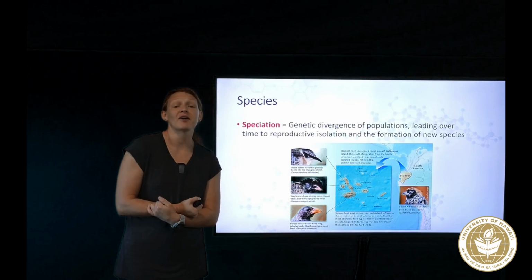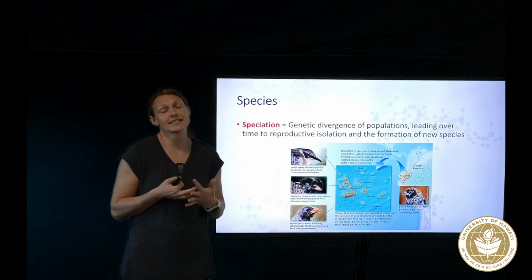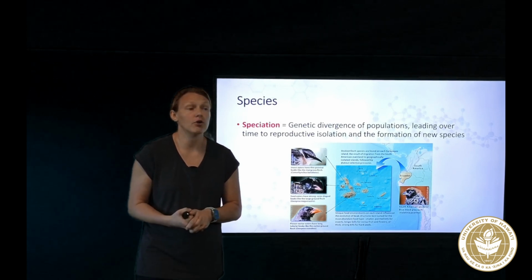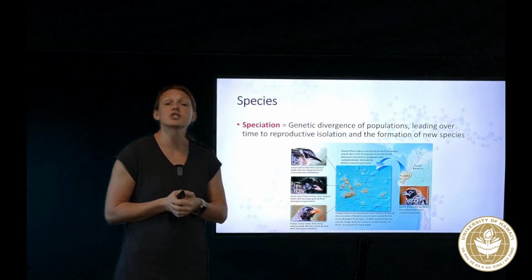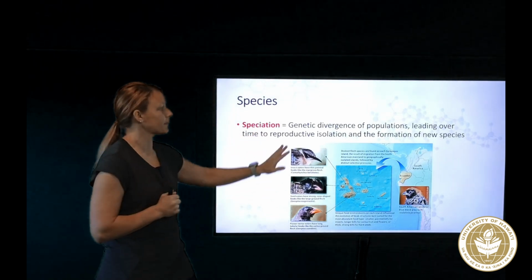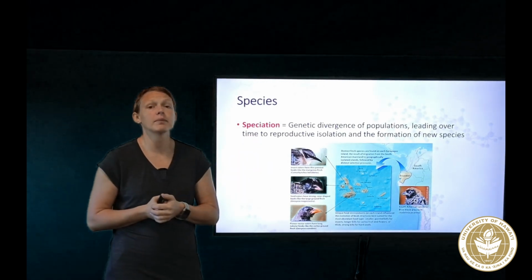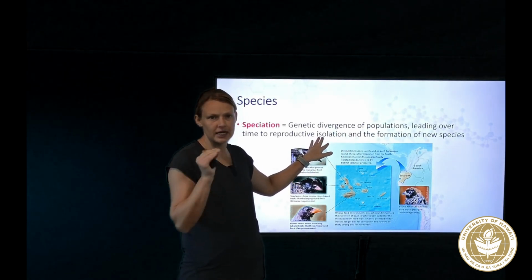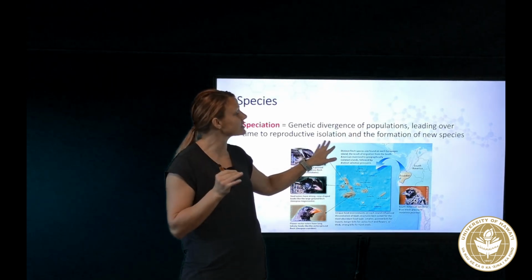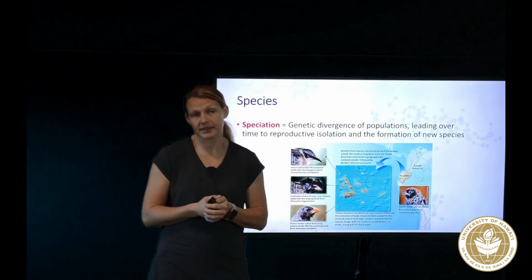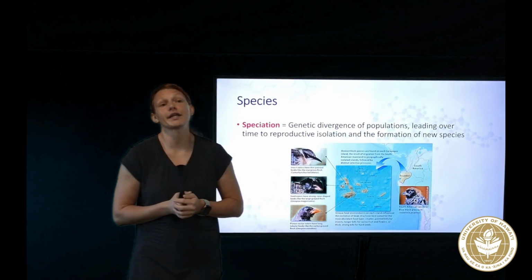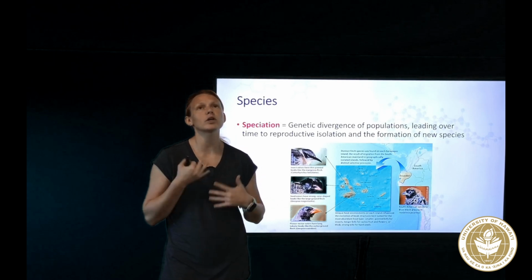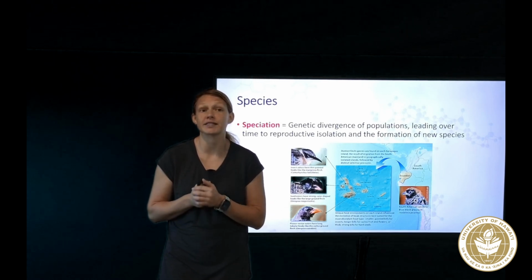The last thing I want to talk about in this lecture is how exactly do we get new species? So we have something occurring known as speciation. This is the genetic divergence of populations, leading over time to reproductive isolation, and then after reproductive isolation, which we talked about on the previous slides, we have the formation of a new species. So new species may form when a strong barrier to gene flow occurs between the populations. And a really good example of this is, of course, Darwin's finches.